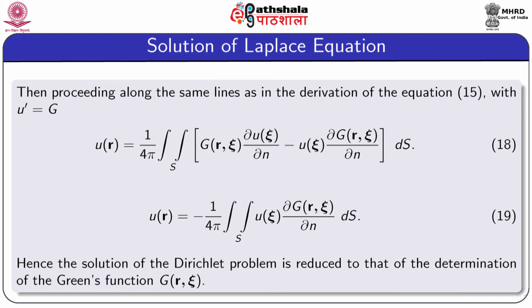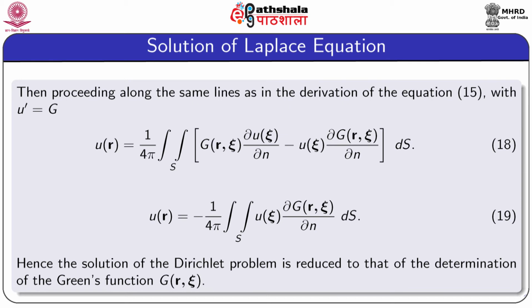Now, in the preceding section, if we substitute u' by the Green's function G, then the value of u at r can be written in the form which you can see in equation number 18.